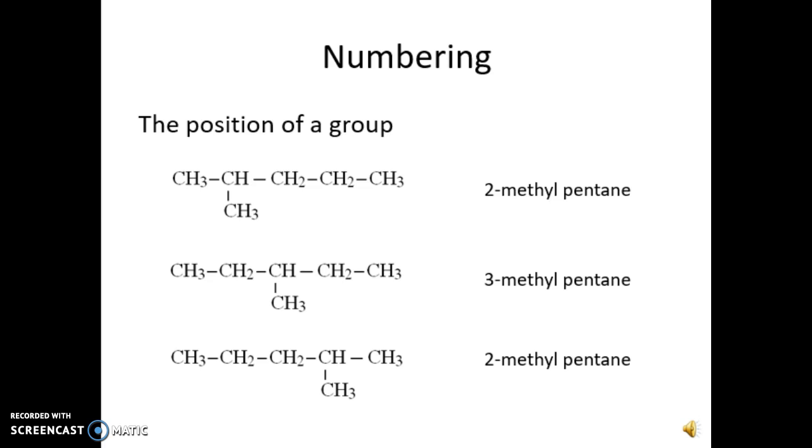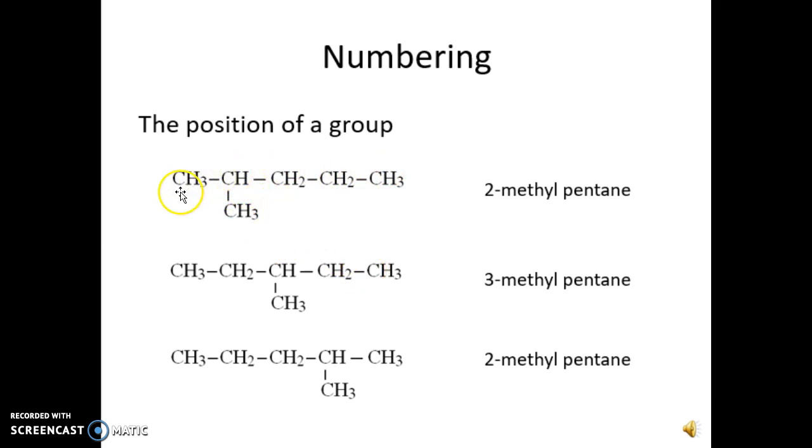When we come to numbering, we need to work out the longest carbon chain in our structure. Here if we count, we've got carbon 1, 2, 3, 4, 5. We can also start from this one here and go 1, 2, 3, 4, 5. We still have 5 carbons in that one. And here if we go this way, we go 1, 2, 3. That's too small. So we can use either that chain there or this chain.